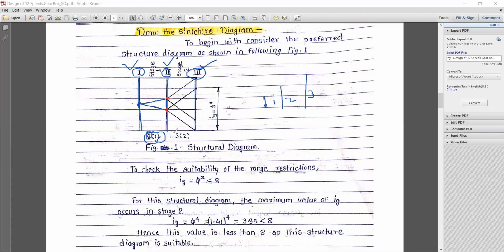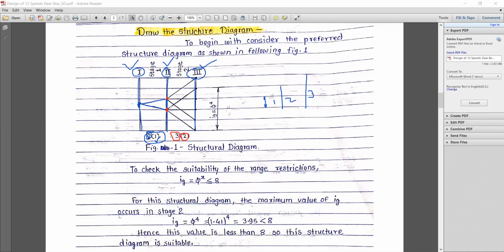What is in the second stage? In the second stage we need 3 outputs, because 2 into 3 is equal to 6. Our ultimate number of output speeds is 6. So 2 into 3 is equal to 6. Now what is the spacing? The spacing between these is 2.